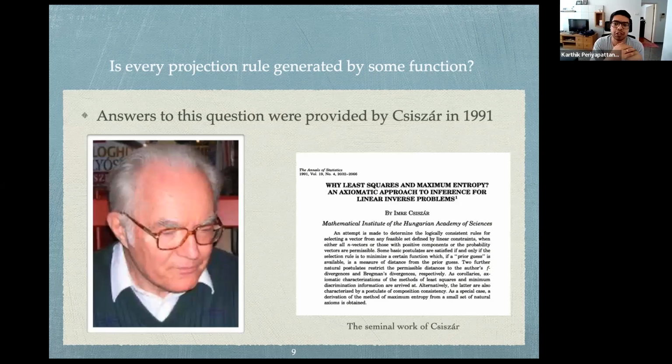And answers to this question were provided by this giant in information theory, Imre Csiszár, in 1991 in this seminal paper which appeared in the Annals of Statistics, where he also gives a slightly different approach, not the function minimization approach, but a slightly different approach. And he says the function minimization approach and this other approach that he tells in the paper are very closely related to one another.